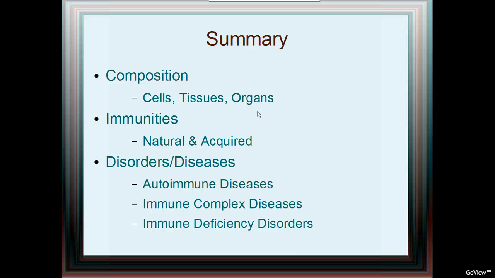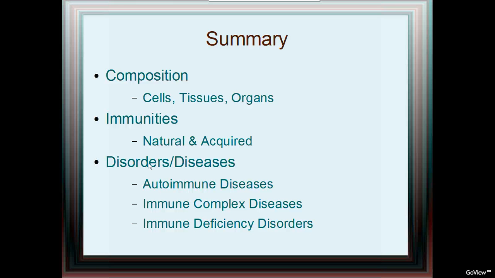And in summary, the composition of the human immune system is cells, tissues, and organs. You have the B cells, T cells, phagocytes, all those. There's only the one main tissue, the lymphatic tissue, and then the spleen is the main organ. There are two ways that the body can become immune to various bacteria, infections, etc., and these are natural and acquired. And like we said, for acquired, there are serums and then vaccines.